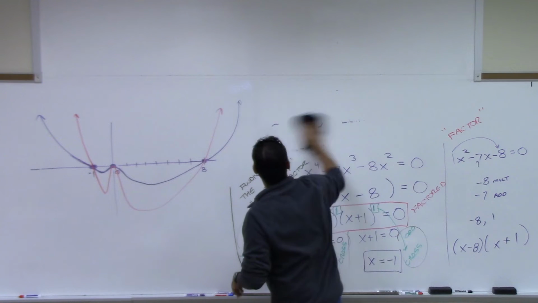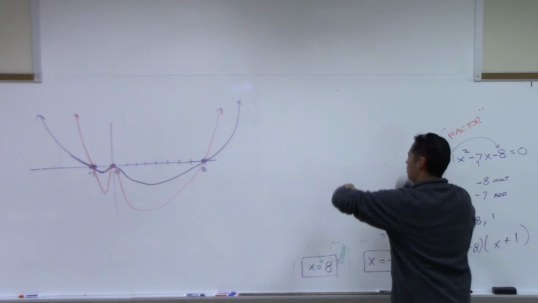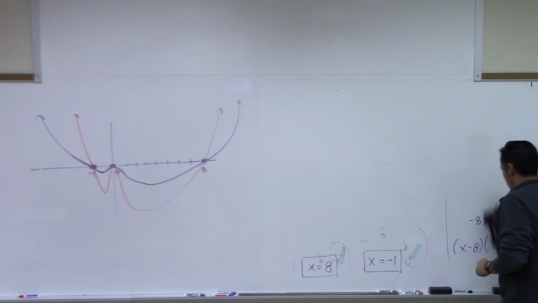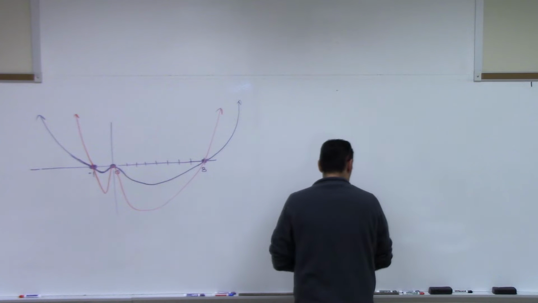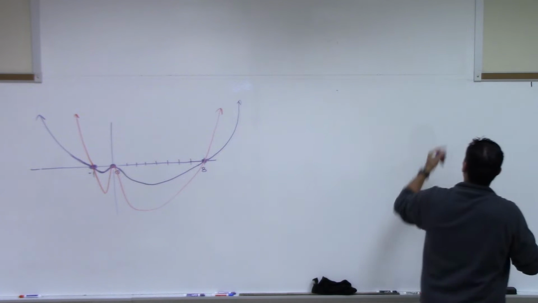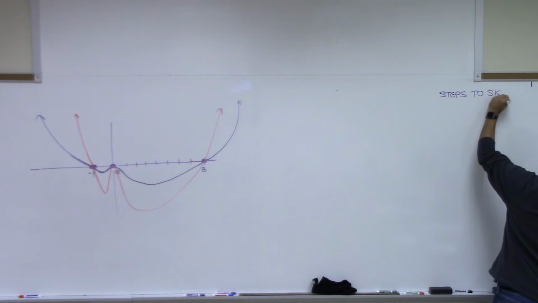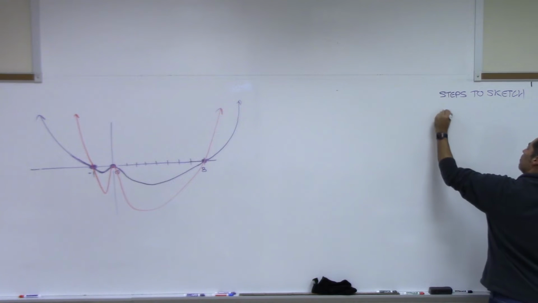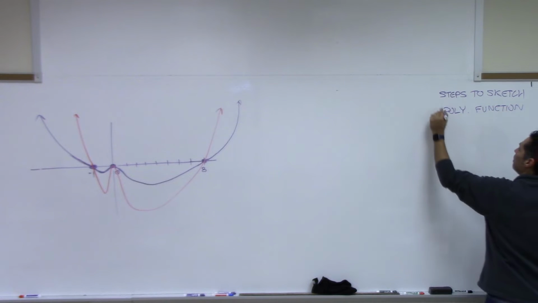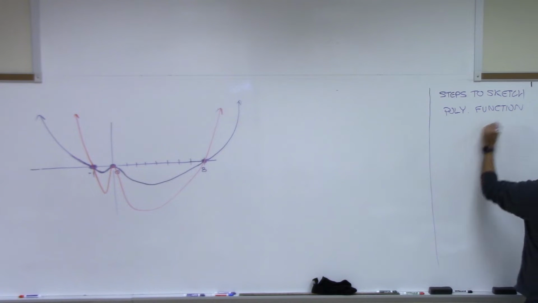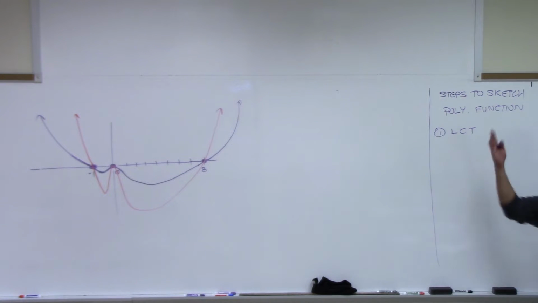You ready for the steps? Formal steps. How are we doing? So here's a procedure, right? Okay, steps to sketch a polynomial function. I'm trying to squeeze them over here so I can leave myself some room to do an example over there. All right, so the first step, leading coefficient test, right? That will tell you the left and right behavior.